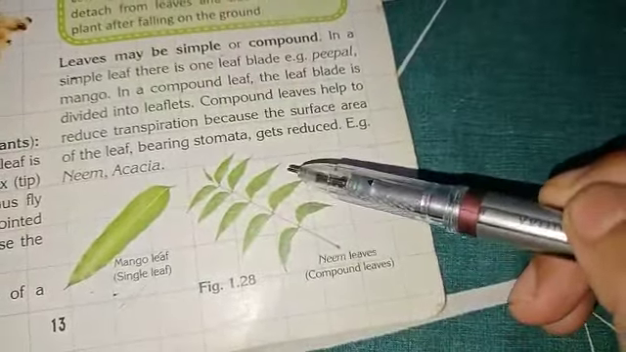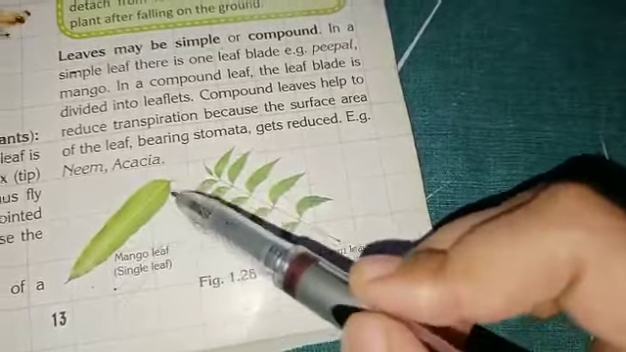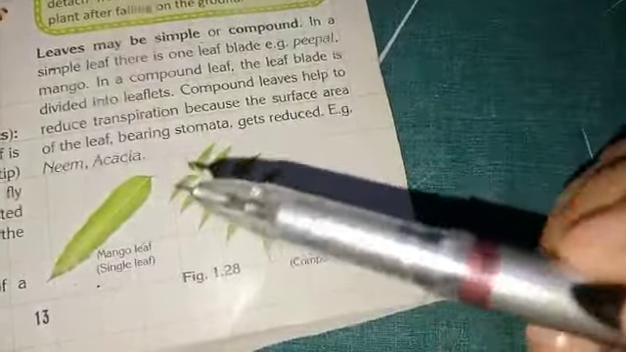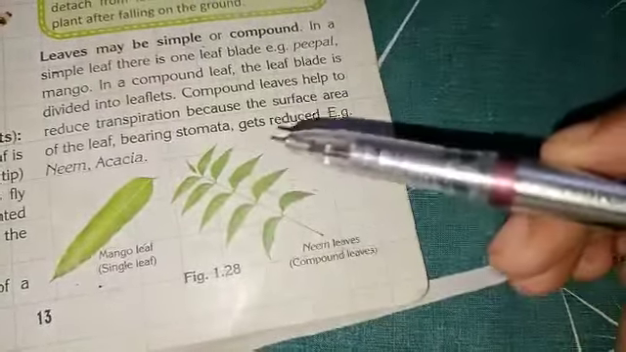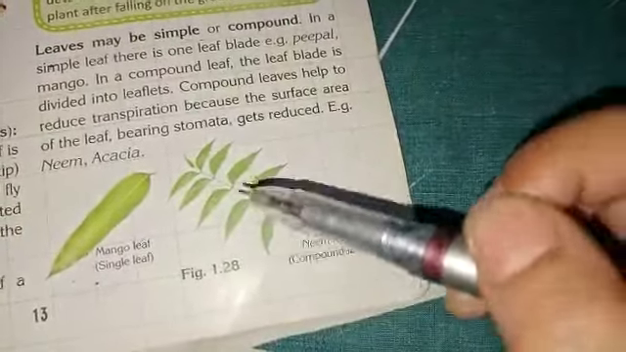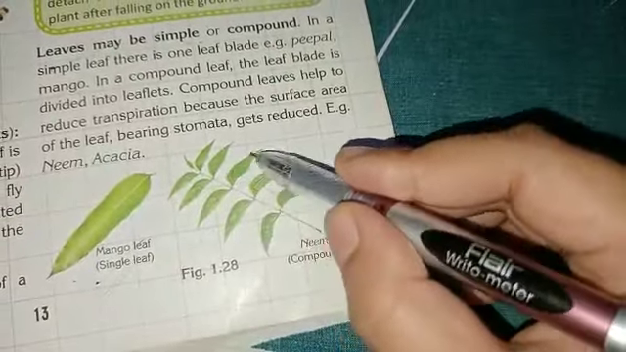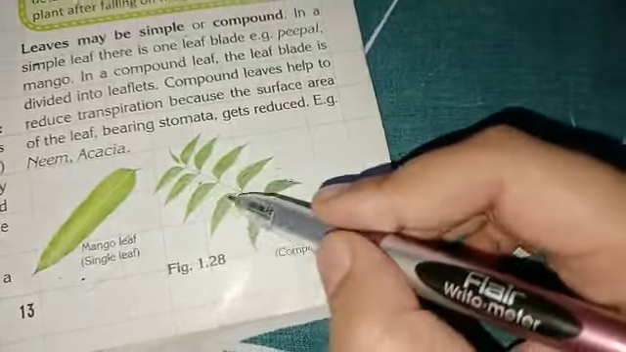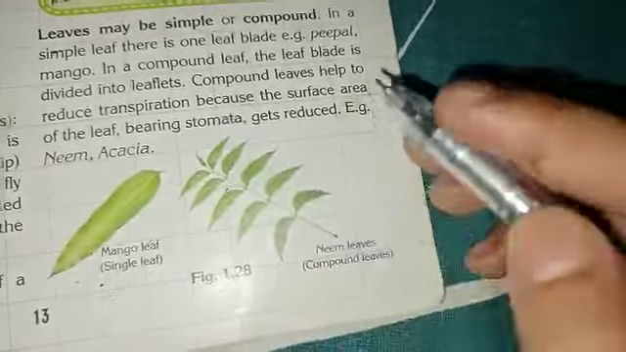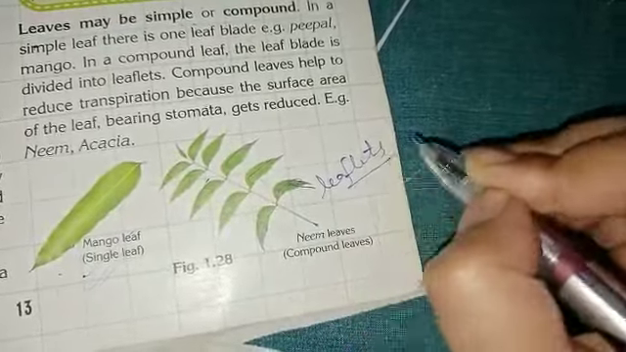What happens in compound leaf, students? Their large lamina will be broken down into very small parts. Okay, there is not one large lamina. Instead of that, their lamina will be broken down into very small parts. For example, you can see there are very small leaves, small parts. These parts are called leaflets. What they are called? Leaflets.